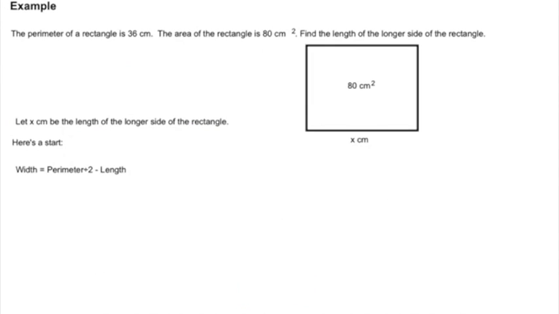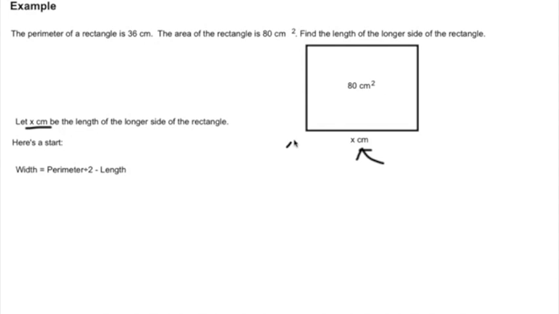Let's turn it up a little now. The perimeter of a rectangle is 36 centimeters. The area of the rectangle is 80 square centimeters. Find the length of the longer side of the rectangle. So the first thing I'm going to do is draw a picture, set up my problem. Let x centimeters be the length of the longer side of the rectangle. Here it is.